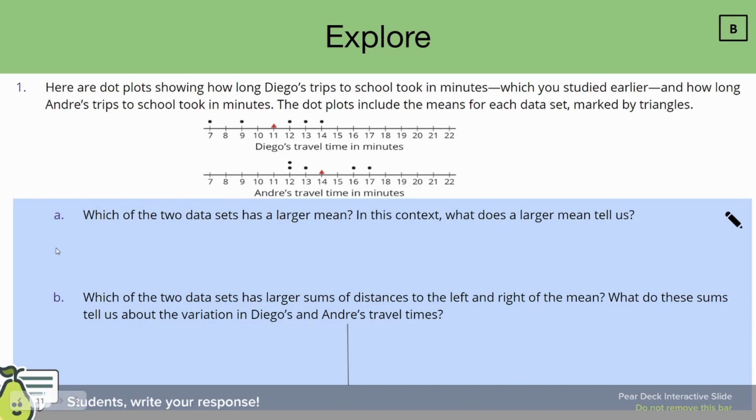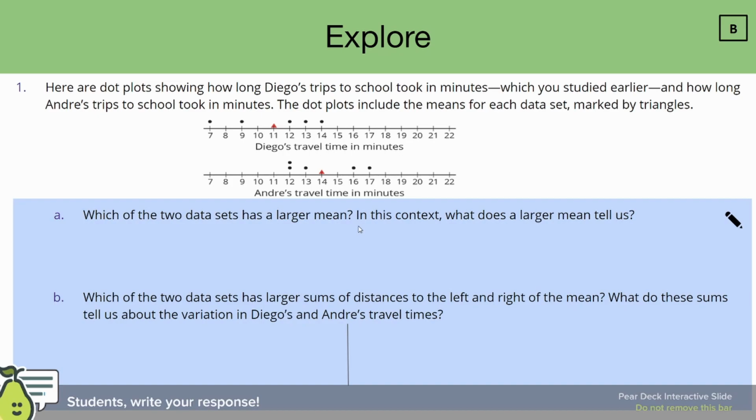So let's look at part A. Which of these two data sets has a larger mean? In this context, what does a larger mean tell us? So please pause this video, think about this one for yourself, and then let me know. What do you think the answer is?